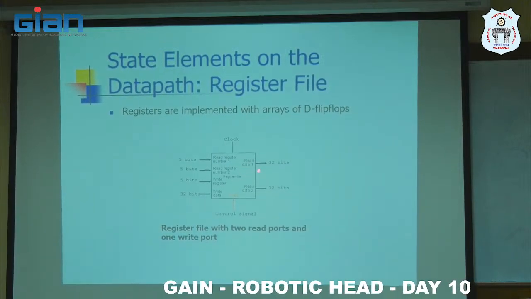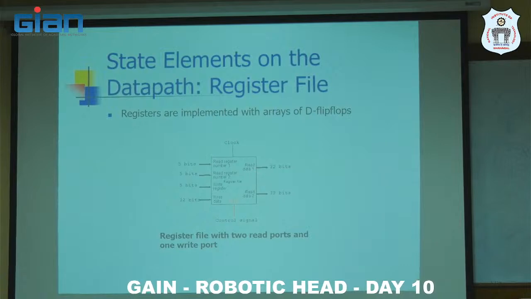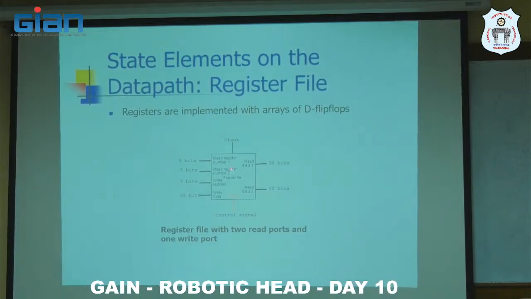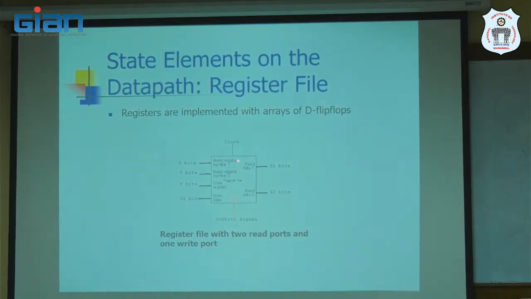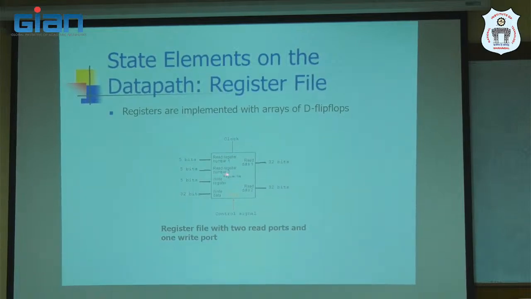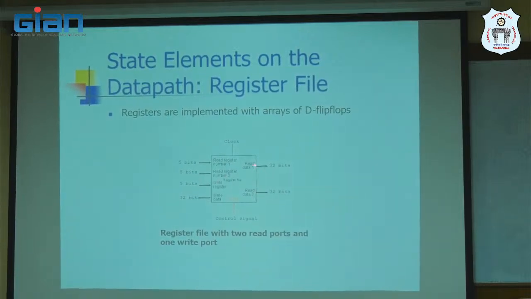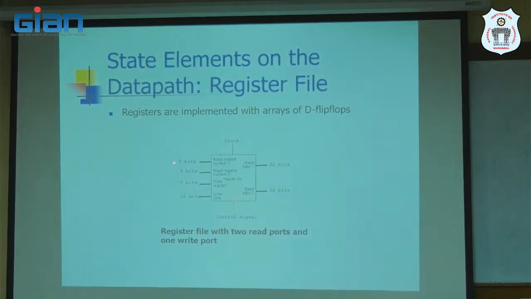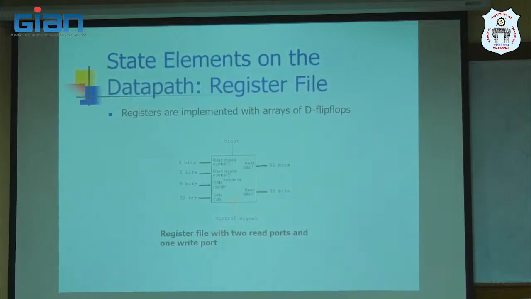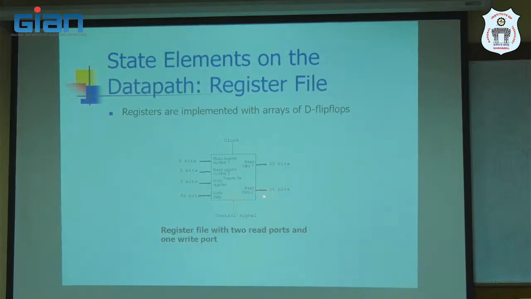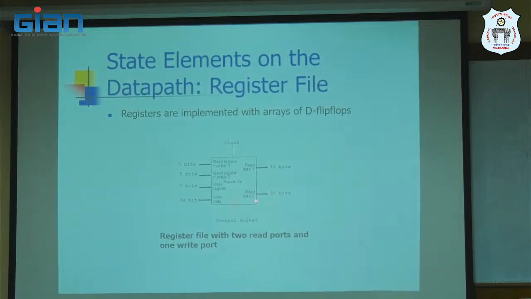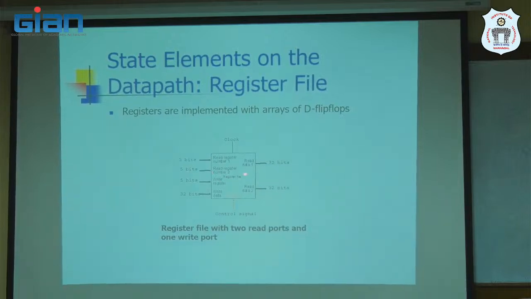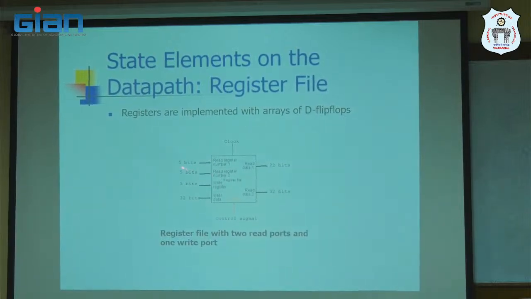So which register are we going to read? That address is indicated by this register, read register number 1 and read register number 2, because here you are reading one register. Which register you are going to read? That address is indicated by these 5 bits. Similarly, register 2 you are going to read. That register 2 address is indicated by these 5 bits.